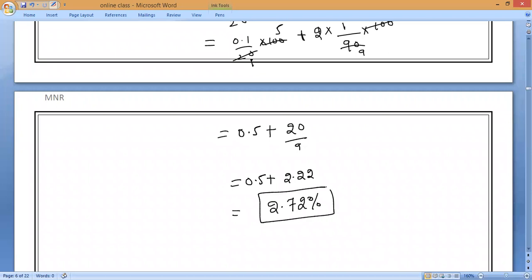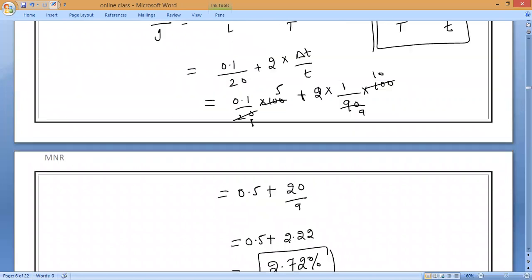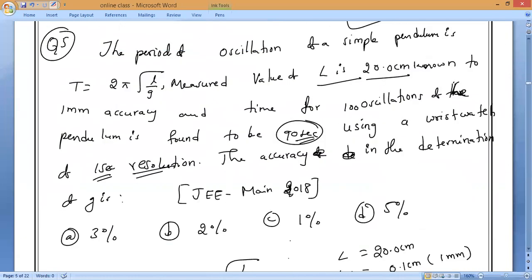So the total percentage is 2.72. Approximately how much percentage? 3%, because in the given options there is no 2.72. So the correct option is 3%.